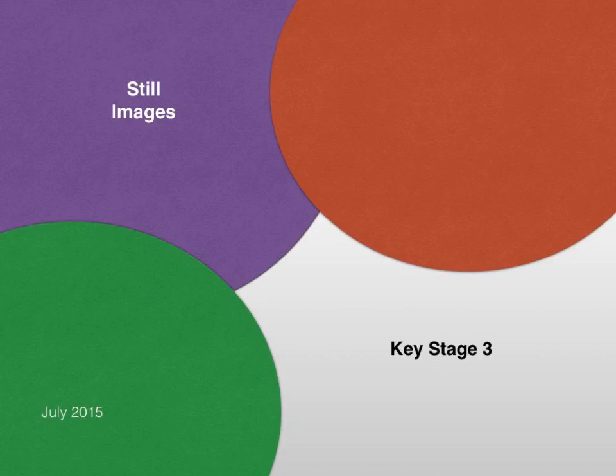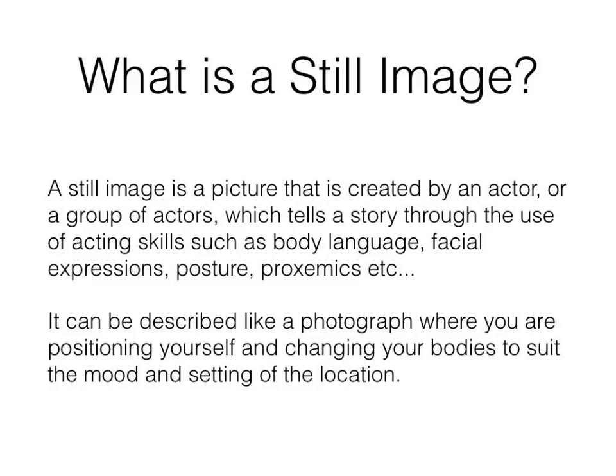In this video we're going to explore a bit more about still images. Let's start with the definition. Basically, a still image is like a picture that is created by you as an actor, and it tells a story through the use of your acting skills such as body language, facial expressions, gestures, posture, proxemics, and other key terminology like that. It can be described like a photograph, where you are positioning yourself and other actors and changing your bodies to suit the mood and setting of the location to communicate to the audience what it is that you are doing.